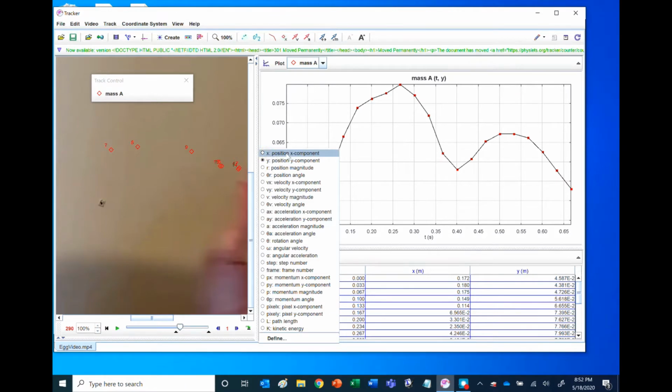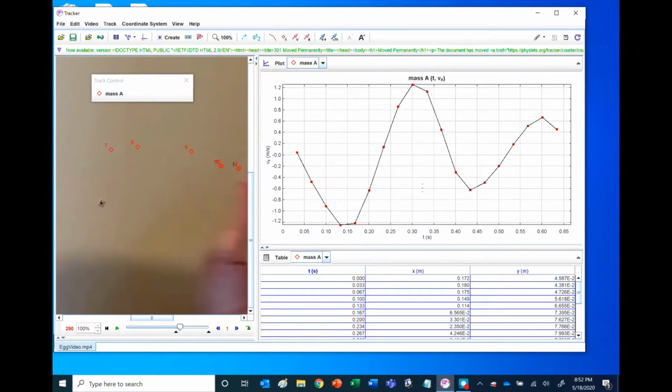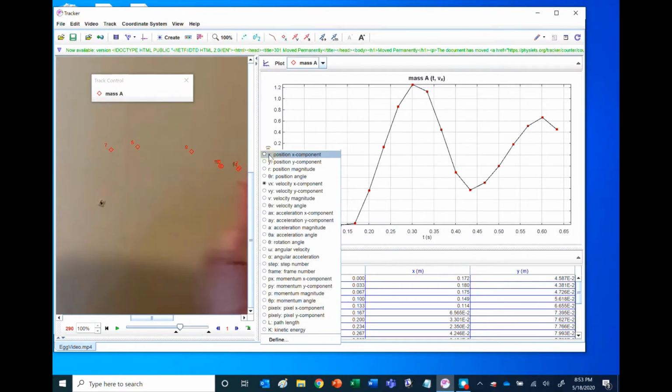If you're interested in the velocity, here Vx is the velocity X component. So this shows the velocity going back and forth, and you can see zeros here. So you can see it's moving in the negative direction, moving in the positive direction, like that. So that's velocity in the X direction. You also have velocity in the Y direction.